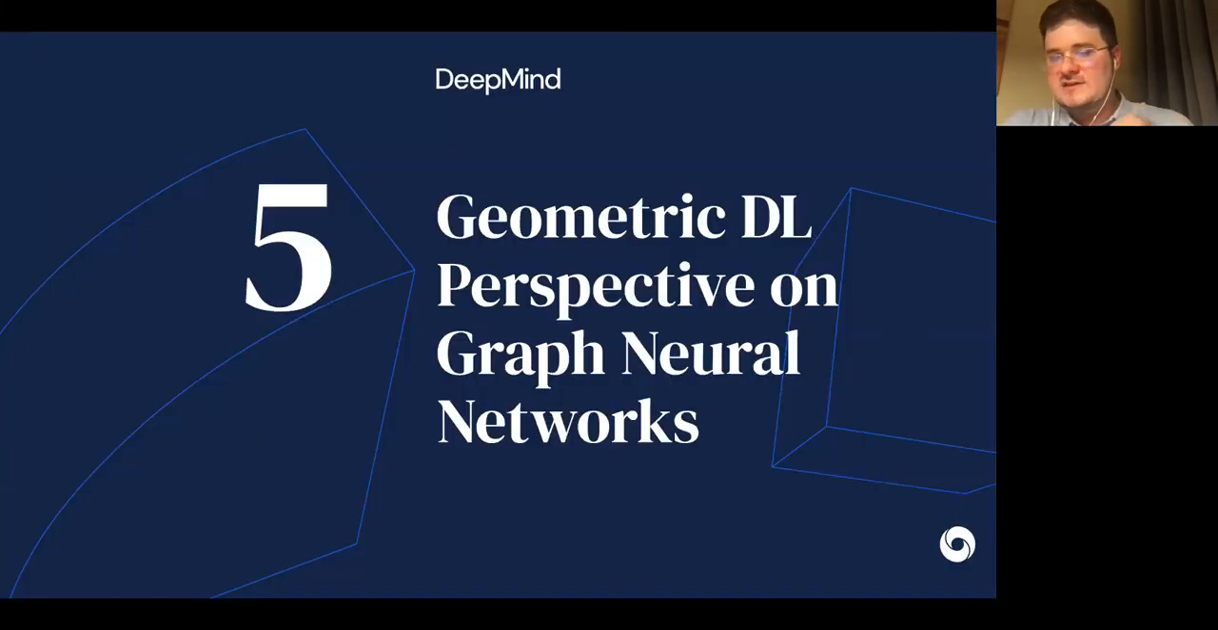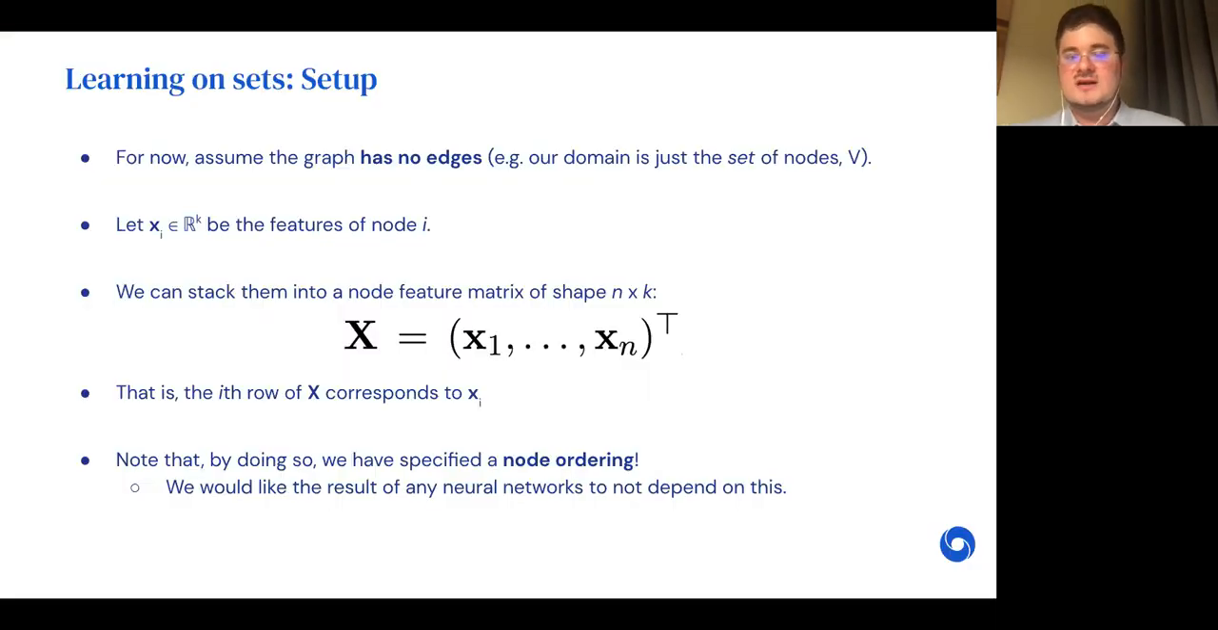And I will first start by recapping what you've already seen in this course, so the geometric deep learning perspective applied specifically on graphs. So we'll start off actually with an even simpler case where we have a graph with no edges. So our domain omega is just the set of nodes. And as before, we will be featurizing the domain. So let x_i be the feature vector of the ith node. As you already know, we can stack them into a matrix of shape n times k, where the ith row gives you the features of the ith node.